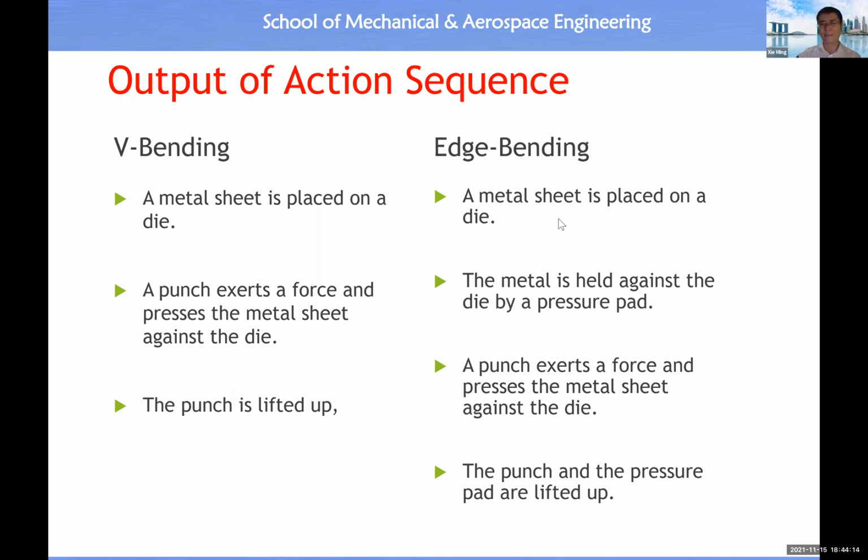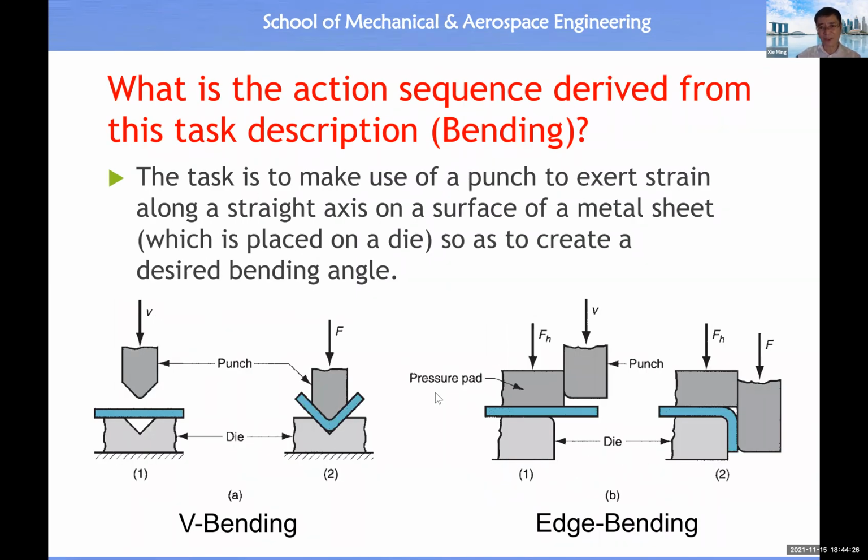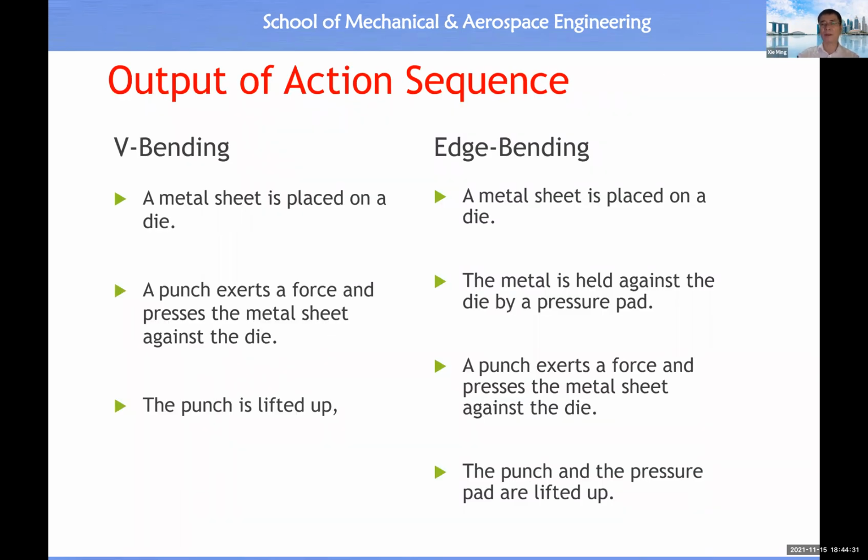For H bending, it's similar. We must place the metal sheet onto a die, and then the metal sheet is held against the die by a pressure pad, because for H bending we have this pressure pad. So place a pressure pad on top of the metal sheet. Then we control the motion of the punch to gradually change the angle of the metal sheet against the die. After that, we lift up the punch and lift up the pressure pad.